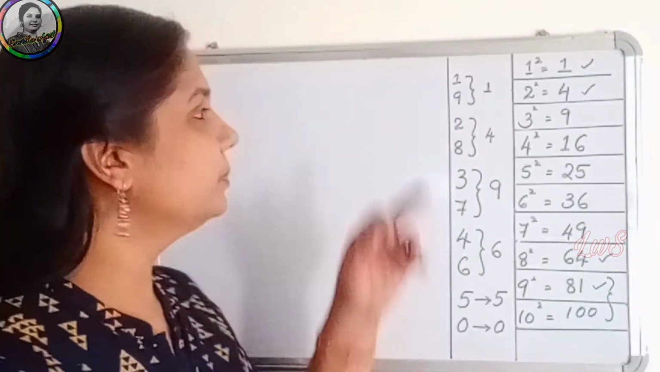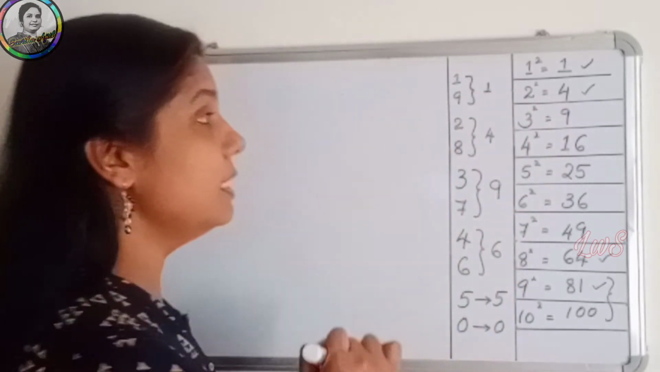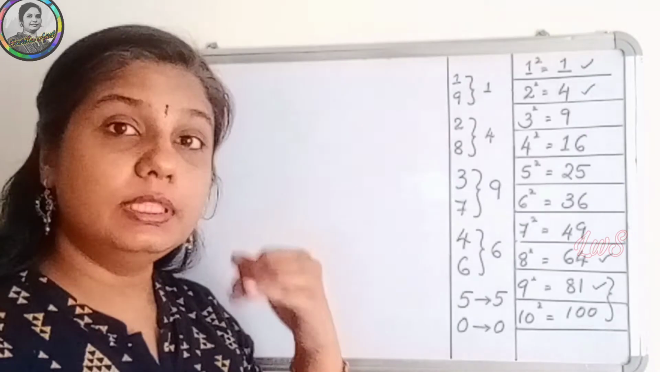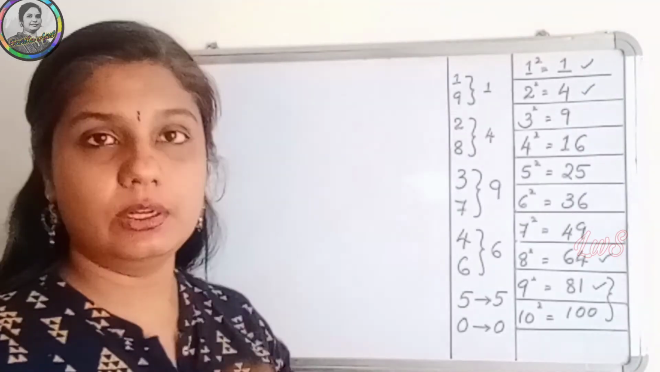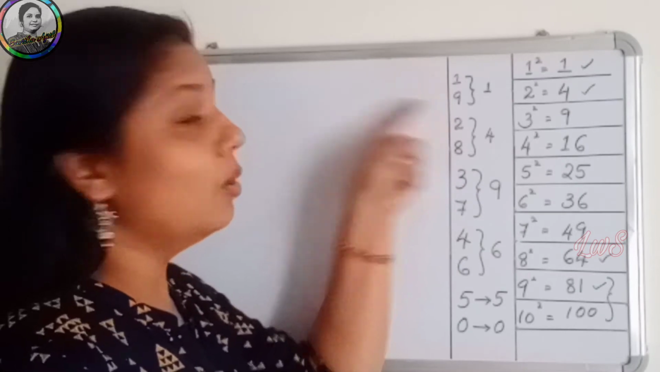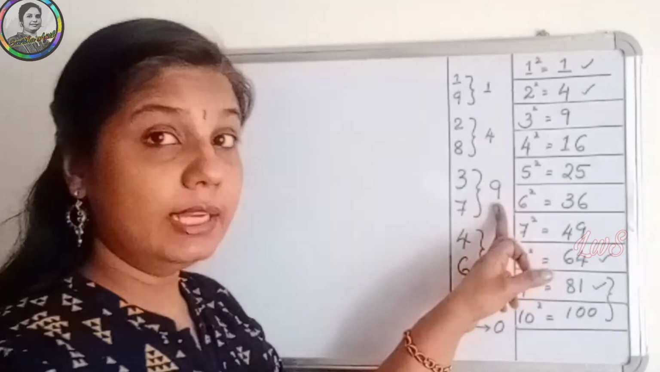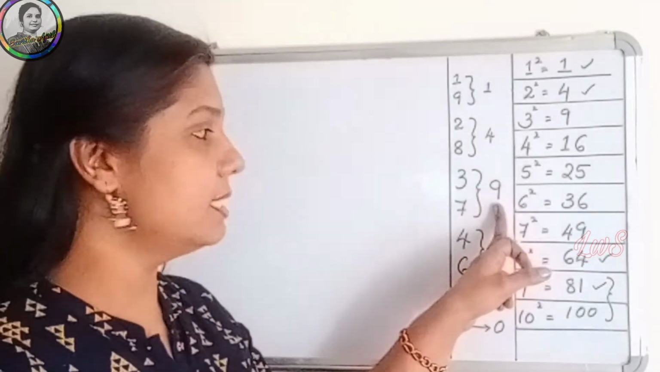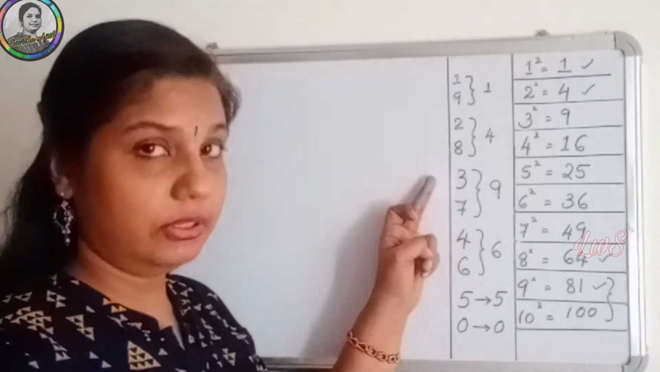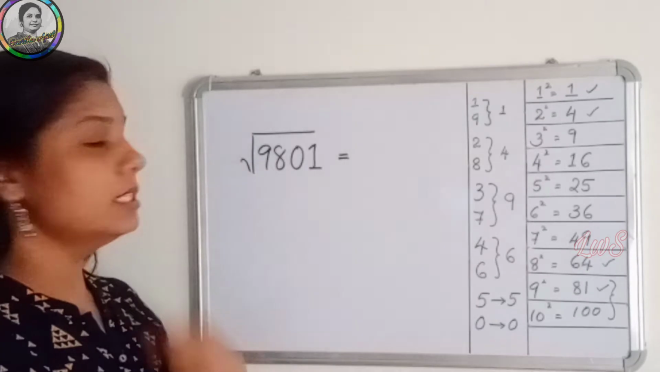I'll tell you. If a square contains 1 in its units place, then we can get an idea of the units place of the square root. That is, it may be 1 or 9. Similarly, if the square contains 9 in its units place, then the square root may have 3 or 7 in its units place. Consider this question.